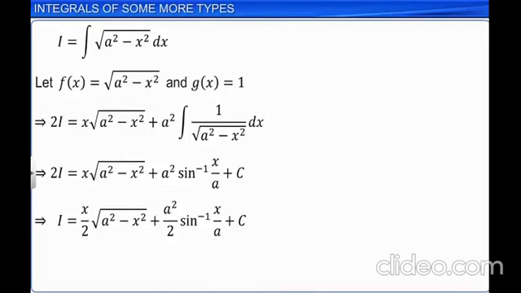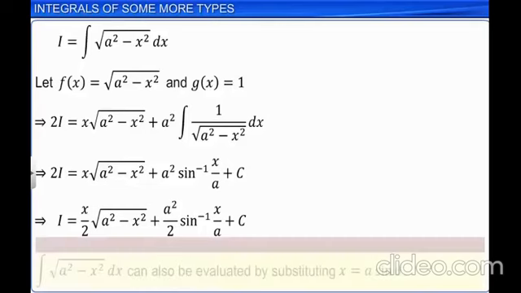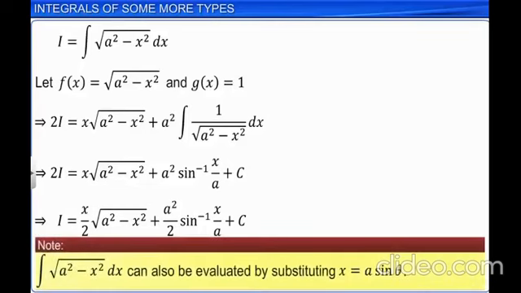Note that the integral of square root of a square minus x square dx can also be evaluated by substituting x with a sine theta.